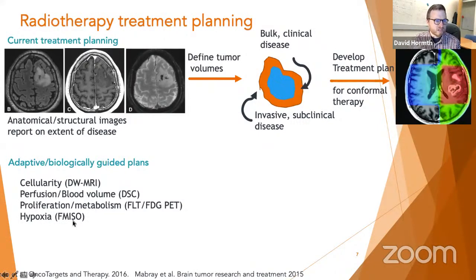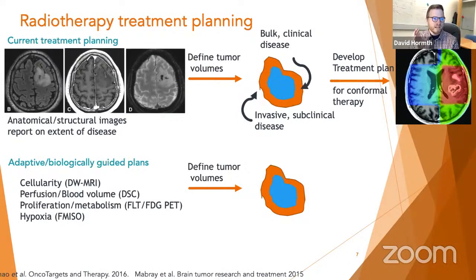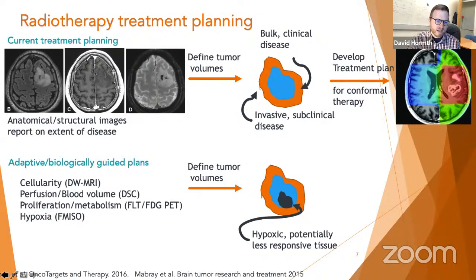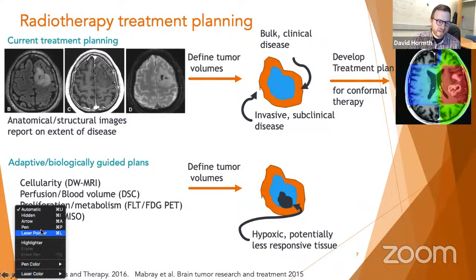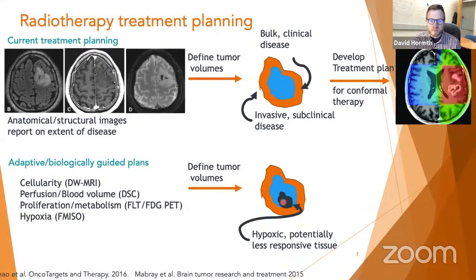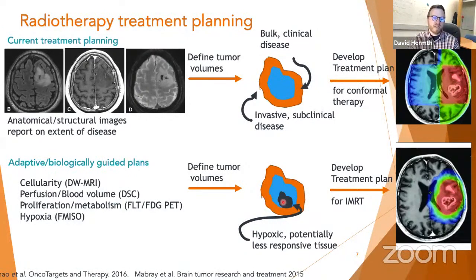These imaging measurements could also be used to take our anatomical design, identified tumor volumes, and then overlay an additional volume. Let me get a laser pointer. This region in black right here is maybe this hypoxic or potentially less responsive region of tissue. From this, they can develop a more advanced treatment plan, maybe using something like intensity modulated radiation therapy to boost the radiation delivered to different parts of the tumor, depending on that biological response to radiation therapy.